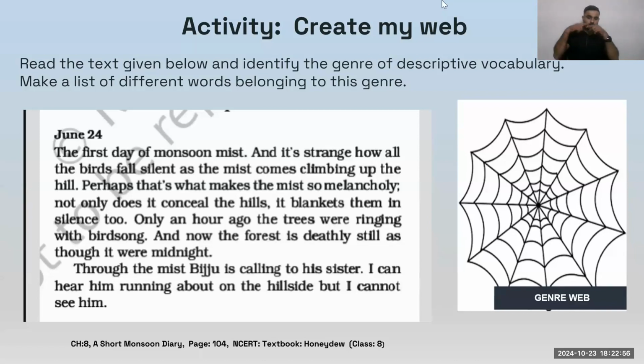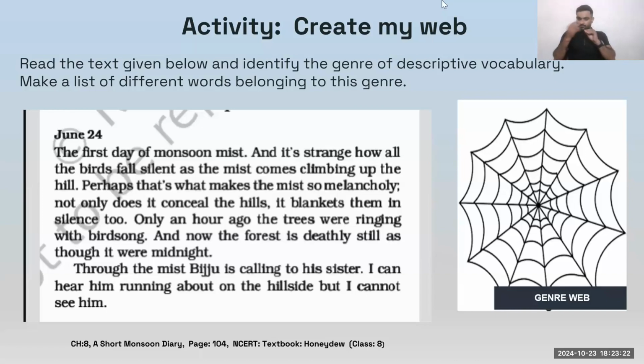Wait, one second. I'm just reading out the quick responses. Audience. Weather, silent, deathly, great. Monsoon, mist, melancholy. Weather. Great. Blankets. Midnight, blanket, so many words are coming up. Wonderful audience. So this is a small hands-on activity that will help the learner to identify different genres.